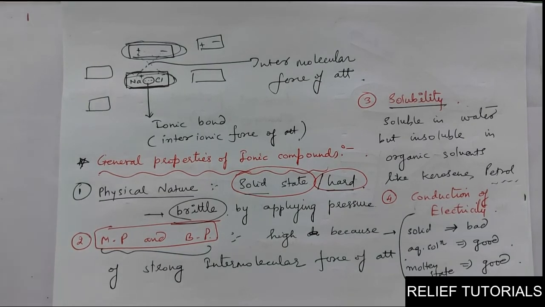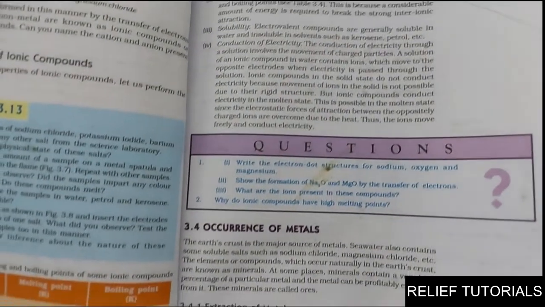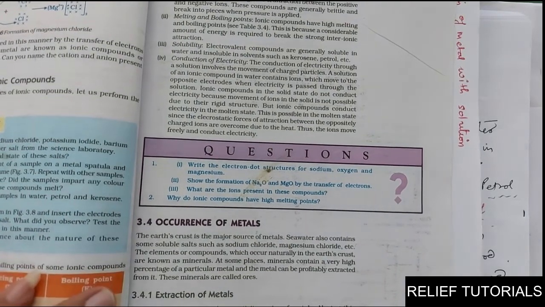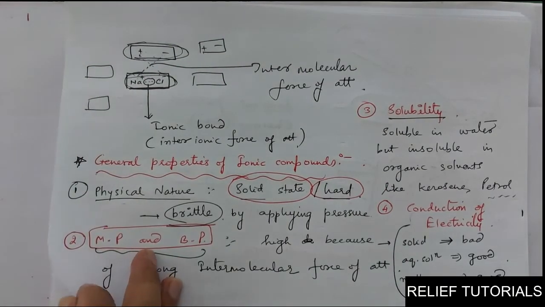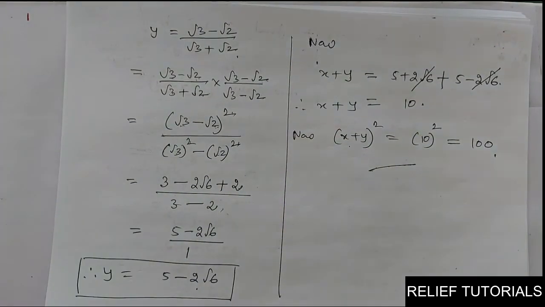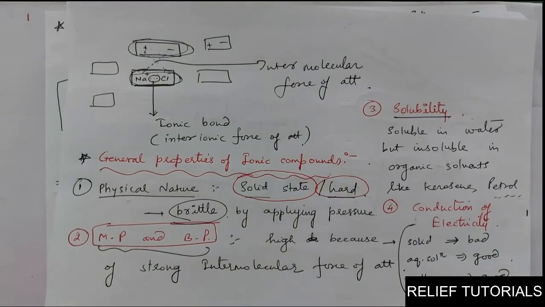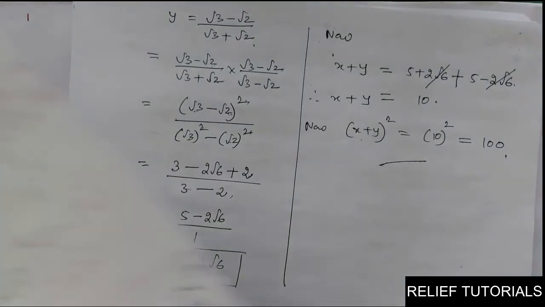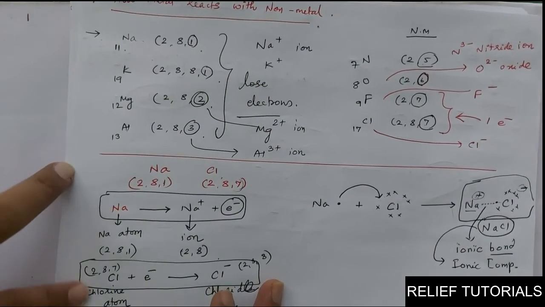Now some 2 or 3 blue color questions are there regarding this topic. Look at this. The first is: write the electron dot structures for sodium, oxygen and magnesium. Electron dot structures for sodium, oxygen and magnesium. So for sodium, I think we have drawn this in one of the earlier ones, this one.